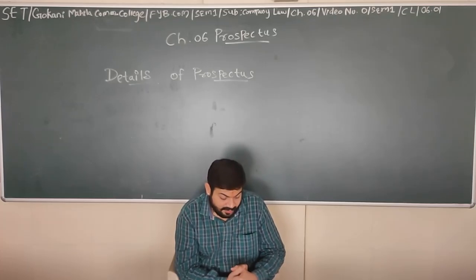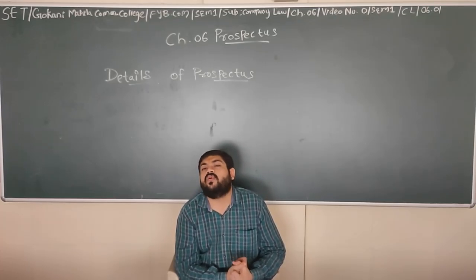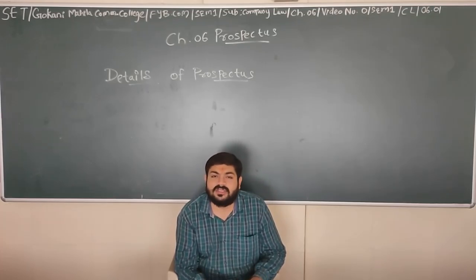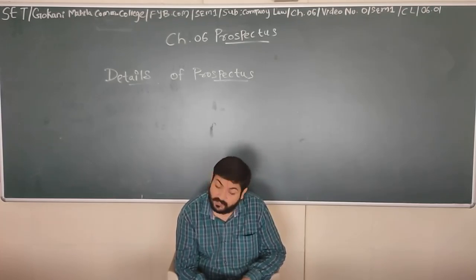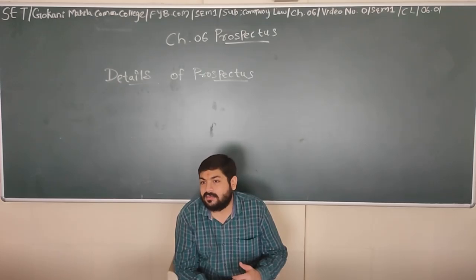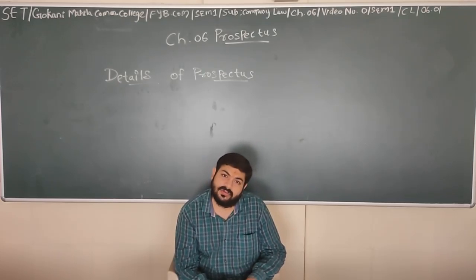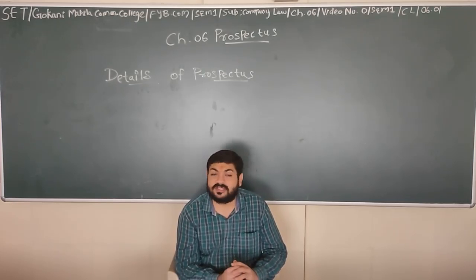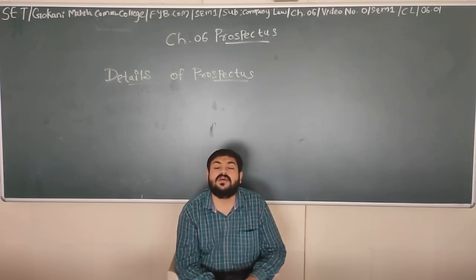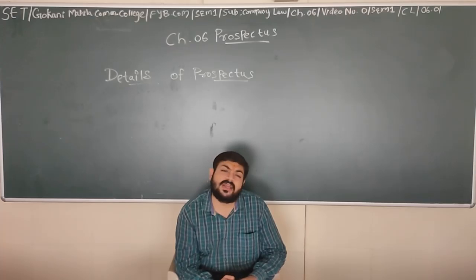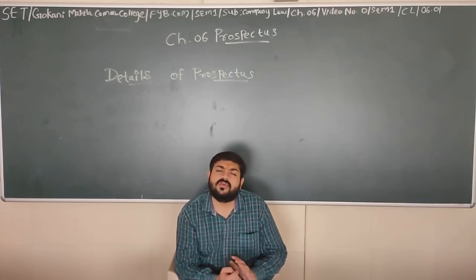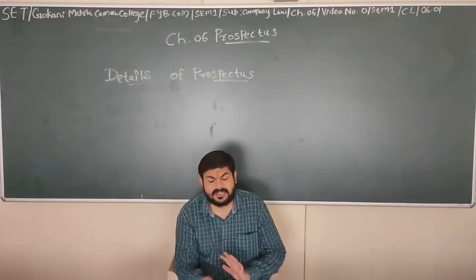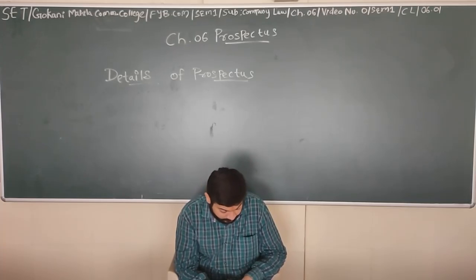Number four, the rights of the shareholders. What are the rights of the shareholder? Whether they can vote, whether they can allow a proxy or not. In the absence of the shareholder, a proxy can give their vote. So everything about the rights of the shareholder is given in the prospectus.